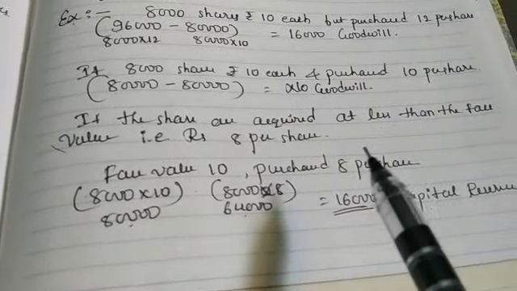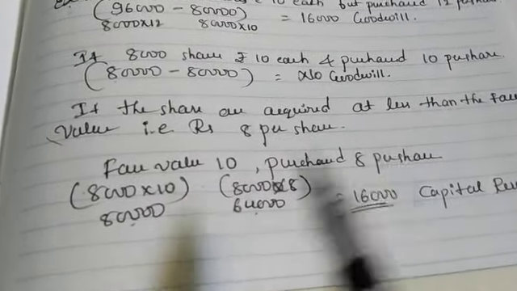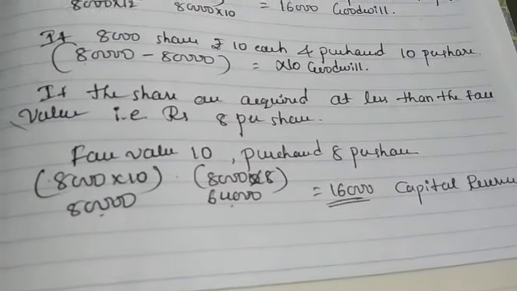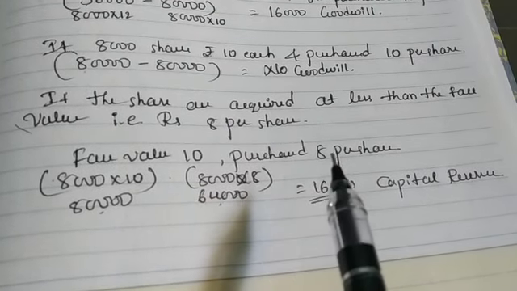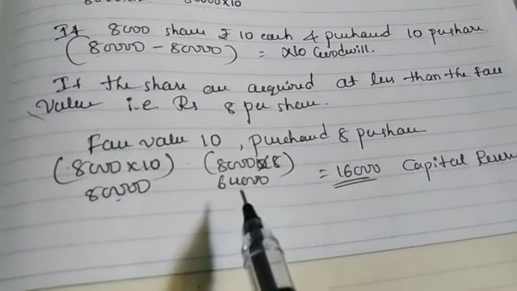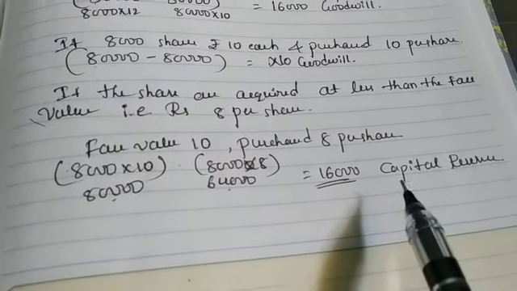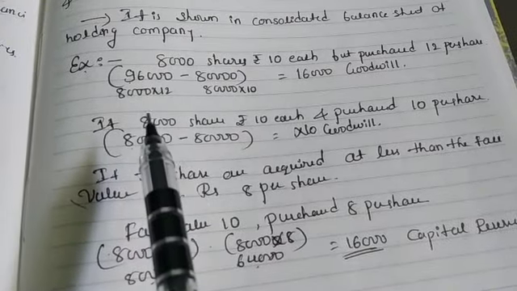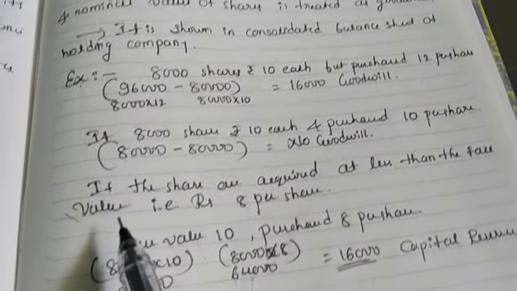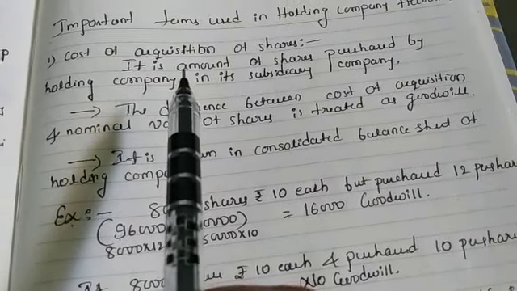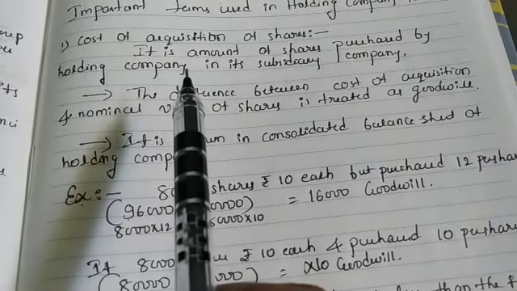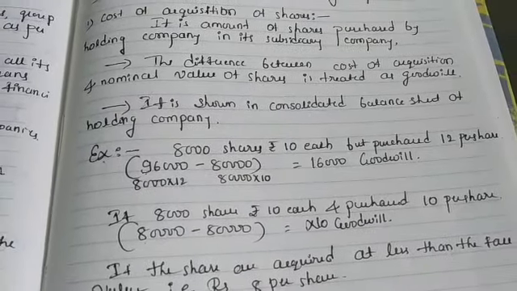Then if the shares are purchased at less than the face value, say the face value is 10 and purchased at 8 per share. See here, the face value is 10 and the purchased value is 8 per share. At that time the face value will be 80,000 and the purchased value will be 64,000. The difference of 16,000 goes to capital reserve. These three types, more than face value, equal to face value and less than face value, are calculated in the case of cost of acquisition. So this is a main term used in the holding company, and the remaining important terms I will discuss in the next class. Okay, thank you.